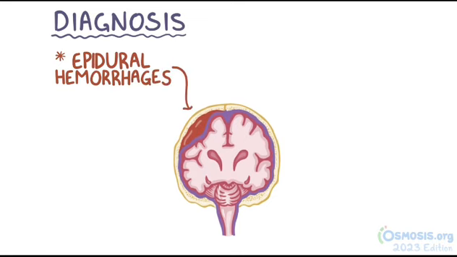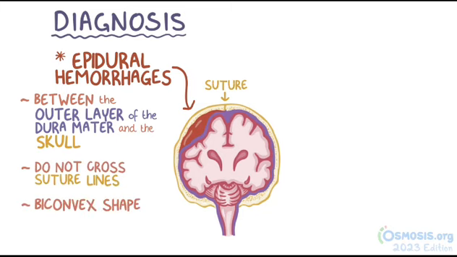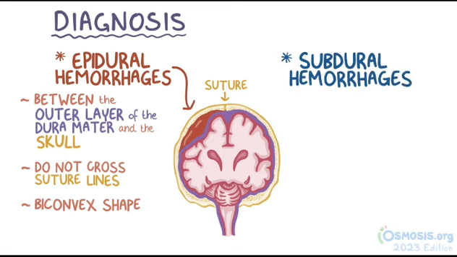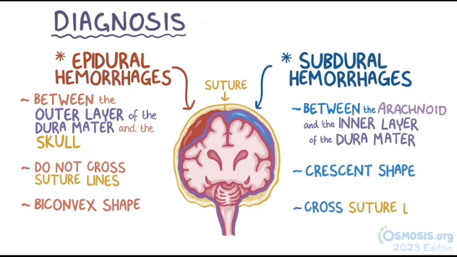Epidural hemorrhages cause blood to build up between the outer layer of the dura mater and the skull. Since the outer layer of the dura mater adheres tightly to the skull at sutures, epidural hematomas don't cross suture lines, and they push on the brain, forming a biconvex shape. In contrast, the blood in a subdural hemorrhage is between the arachnoid and the inner layer of the dura mater. So on a CT scan, subdural hematomas follow the contour of the brain and form a crescent shape and cross suture lines.